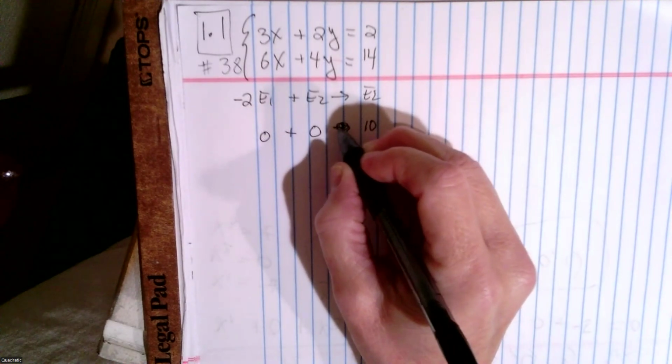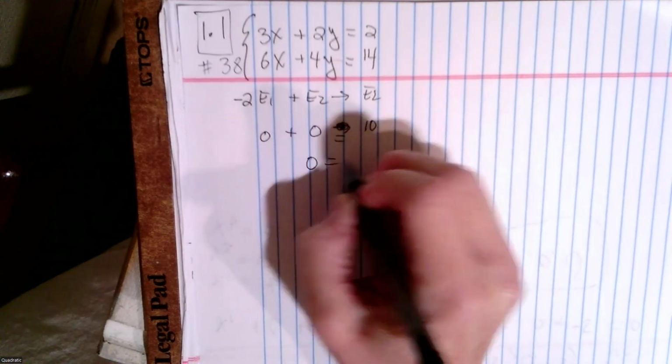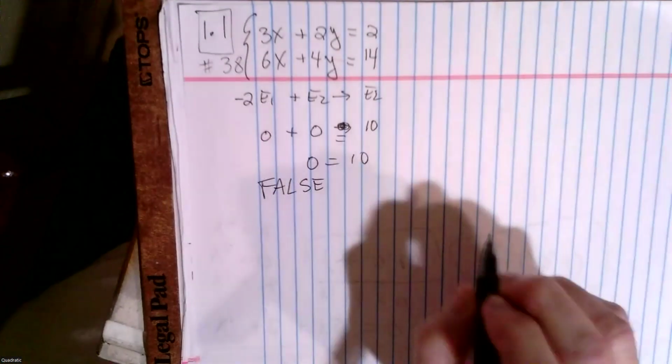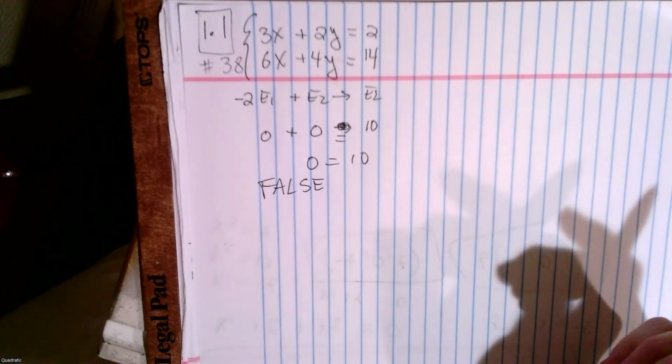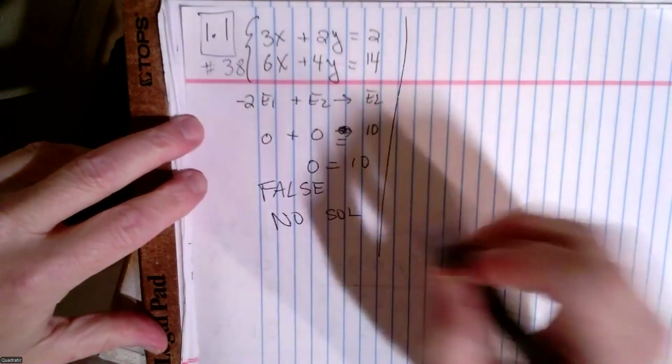So I get an equation which says 0 equals 10, which, as you know, is false. Whenever that happens, that's a contradiction. So basically, I got contradictory results because 0 does not equal 10. So therefore, it's no solution. Okay, let's look at number 40.